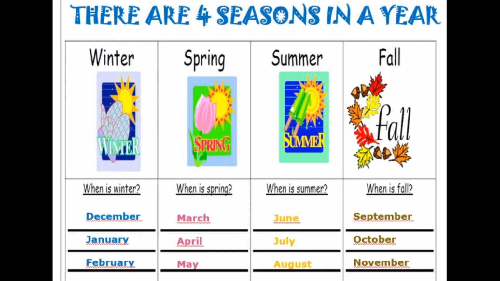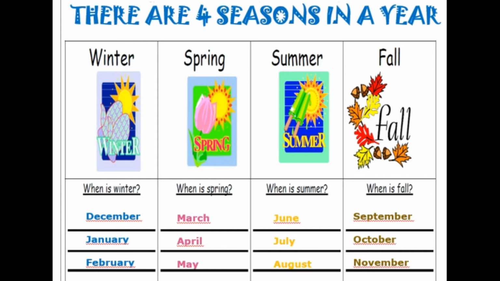And the question here is, when is winter? Winter starts in December, goes through the months of January and February, right? And spring continues in the months of March, April, and finishes in May. Summer starts in the month of June, goes through the months of July and August. And fall starts in September, goes through the month of October, and finishes in November. So these are the months of the year for each season.